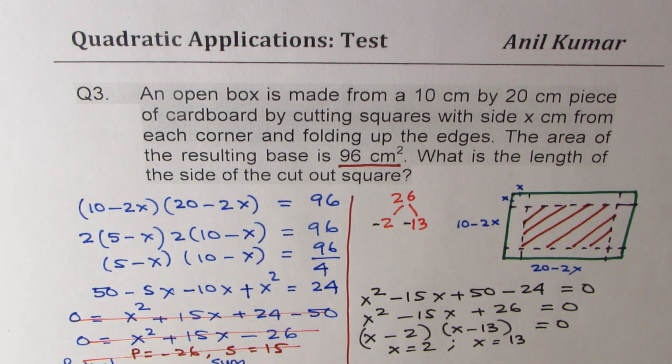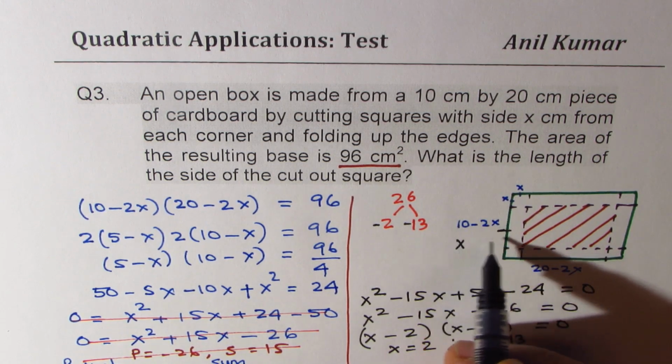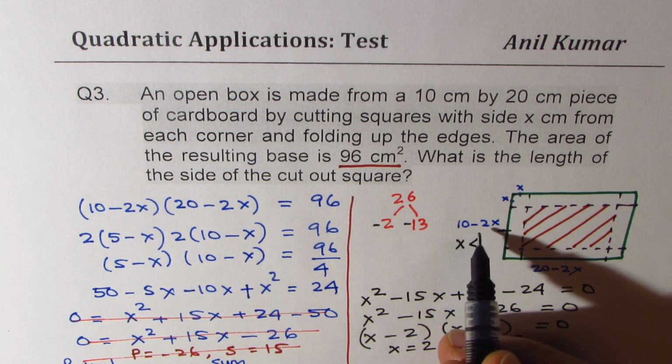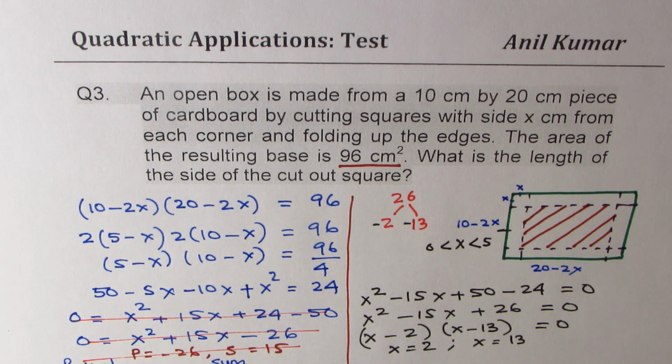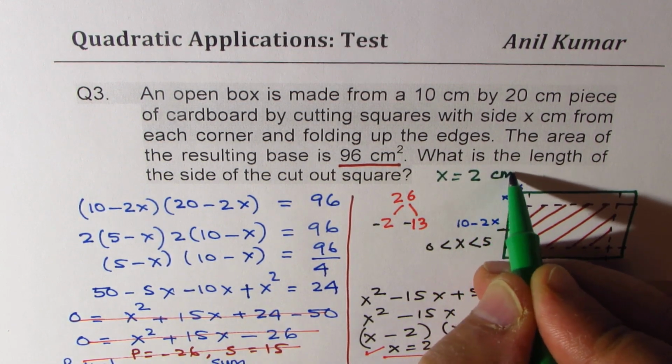Now 13 is not a valid answer, since this should be positive, correct? So x has to be less than 5, correct? Otherwise this will be negative. So x is between 0 and 5. So that is not valid. And what we get here is x equals to 2 as the correct answer. So our answer is x is equals to 2 centimeters.